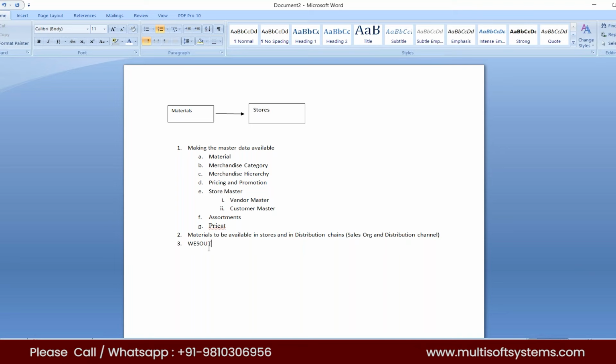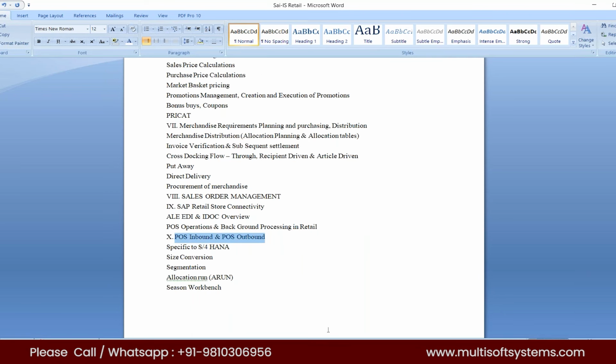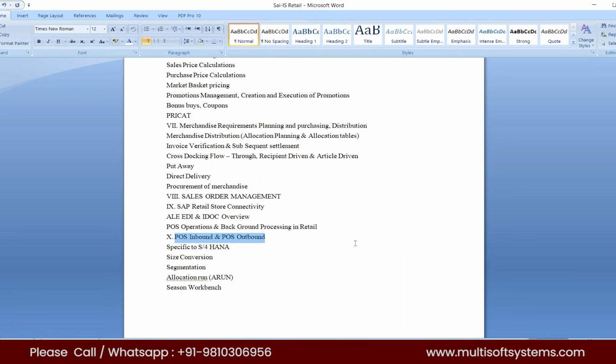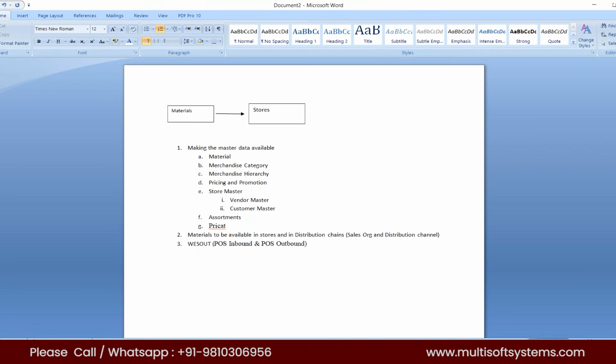So there are specific setups available, and we will also see about the WIZ out processes. POS inbound and outbound setup is what I was talking about. In terms of the WIZ out process, I will also cover that here. And size conversion, we will look through the size conversions when we see the materials part. So from the moment of the material being created in the system, from there on to make it available for a specific distribution chain, and from there on to a store, and from there on sending it to the POS end with all the relevant details, and from there on capturing the POS end information back to the ERP system is going to be the entire flow.